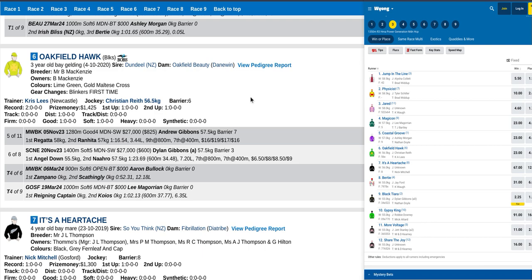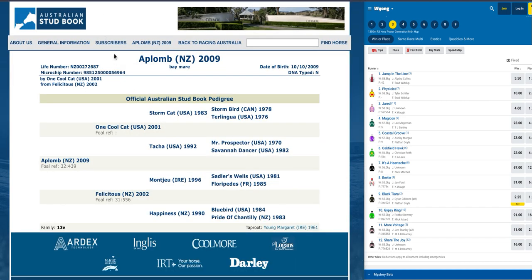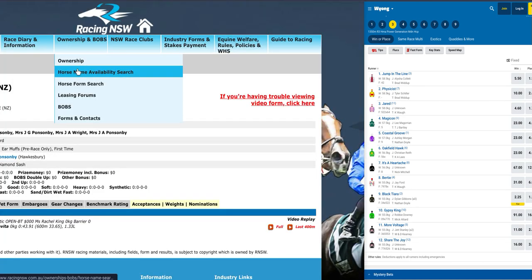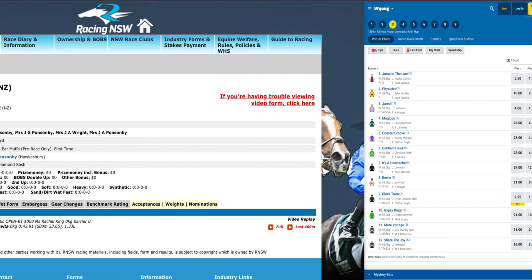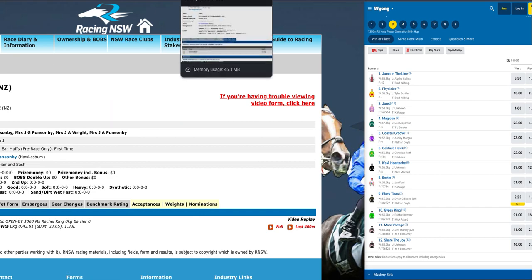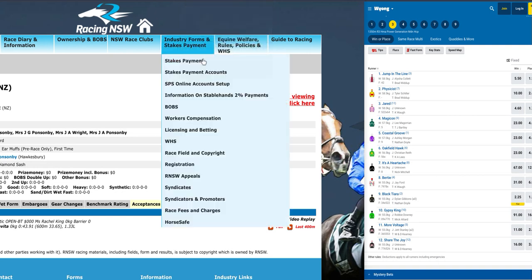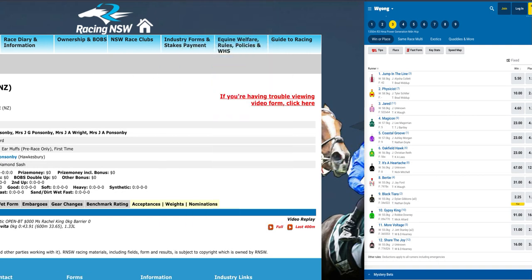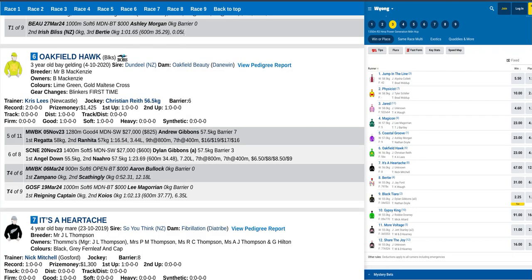The tools you're going to need: Racing Post Australia, obviously. You're going to need the Australian Stud Book. You're going to need Racing New South Wales to watch video replays if you're doing New South Wales, or racing.com if you're doing Victoria, or SA Racing if you're doing South Australia. But the bottom line is they're the tools you're going to need, right? Just for starters, there's more. But in this video, that's all you need.